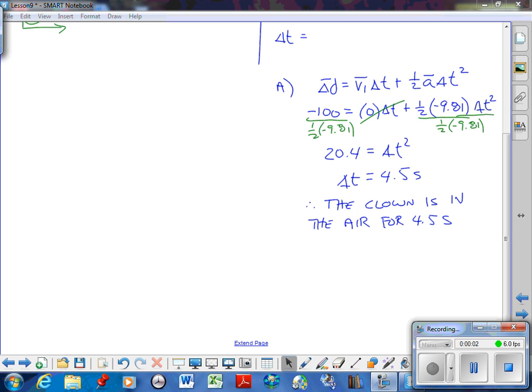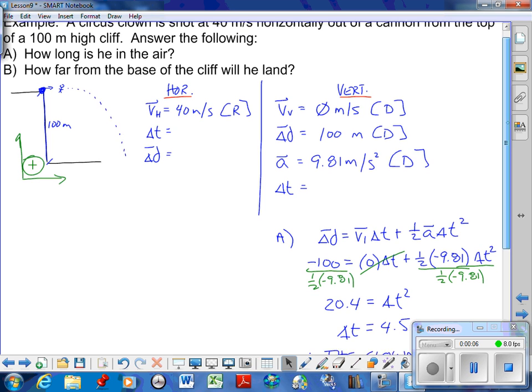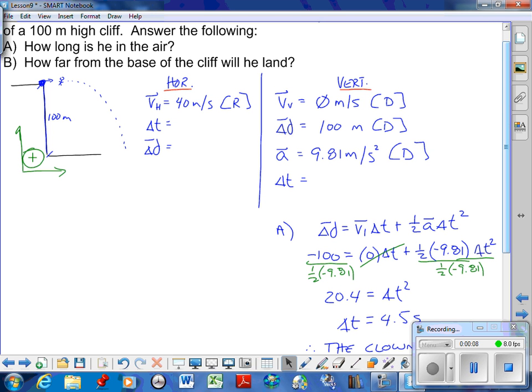All right, so finishing up this example, we just found out that the clown was in the air for 4.5 seconds, and that's what answered question A. Question B, how far from the base of the cliff will he land? So we want to know this distance right here. That distance is our horizontal displacement.